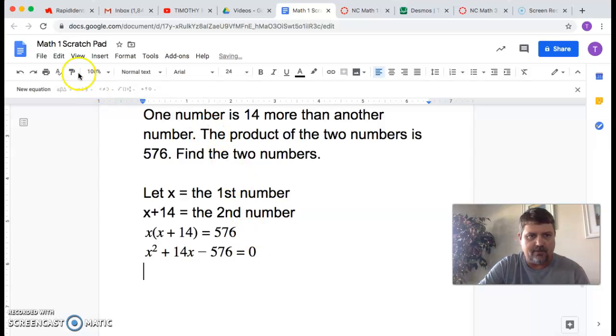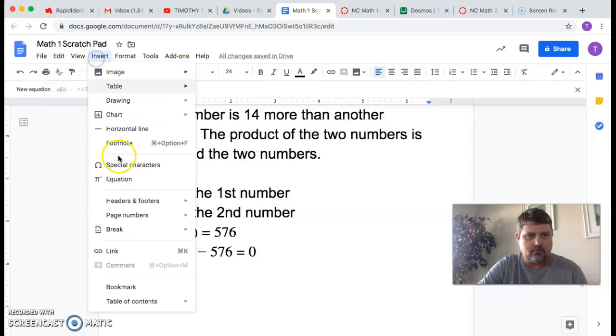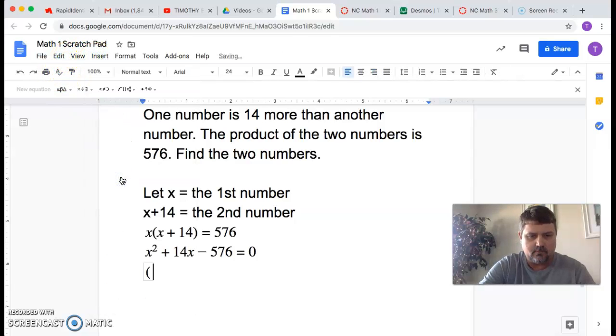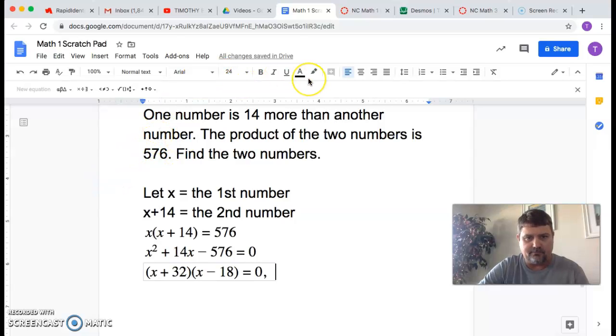And this will factor. So looks like our 32 will have to be the positive, and our negative is going to be the 18, I mean. And when we solve this, the solution set is going to be negative 32 and 18.